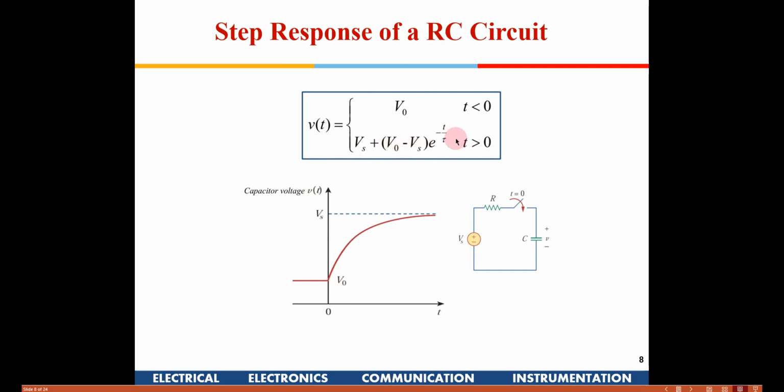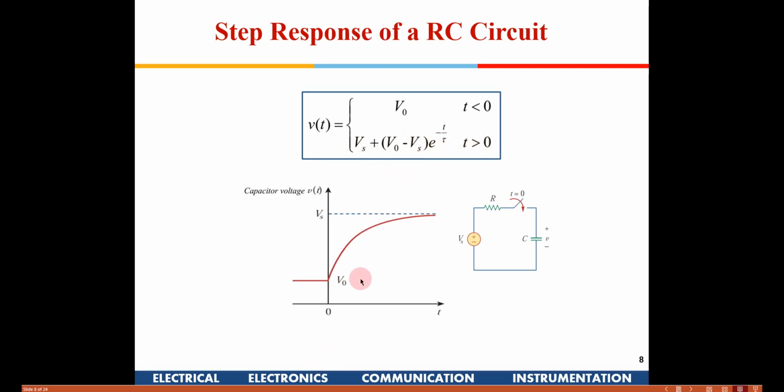If you see, this will be the response. Initially it will be V0 and then slowly it will rise, and at 5 tau it will go to Vs, which is the final value of the source. So initially it is V0 and then it goes to Vs. The current will go exponentially, and the voltage will rise exponentially. So this is the equation which it will follow here.